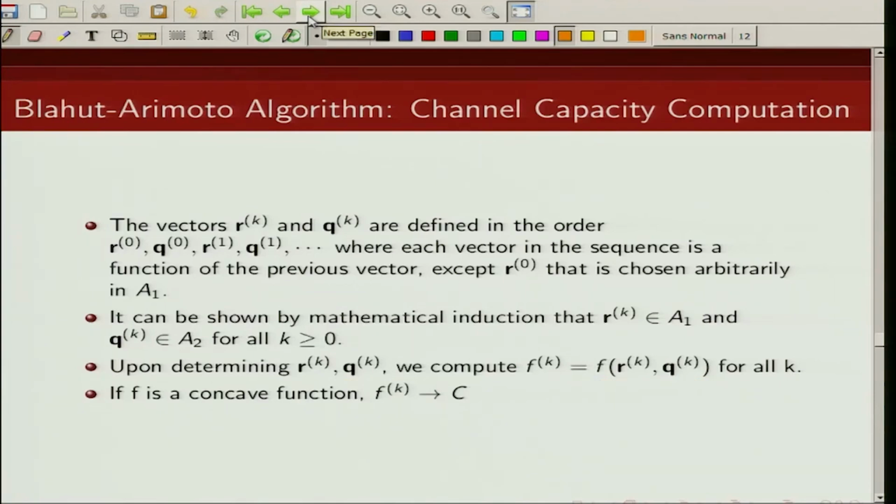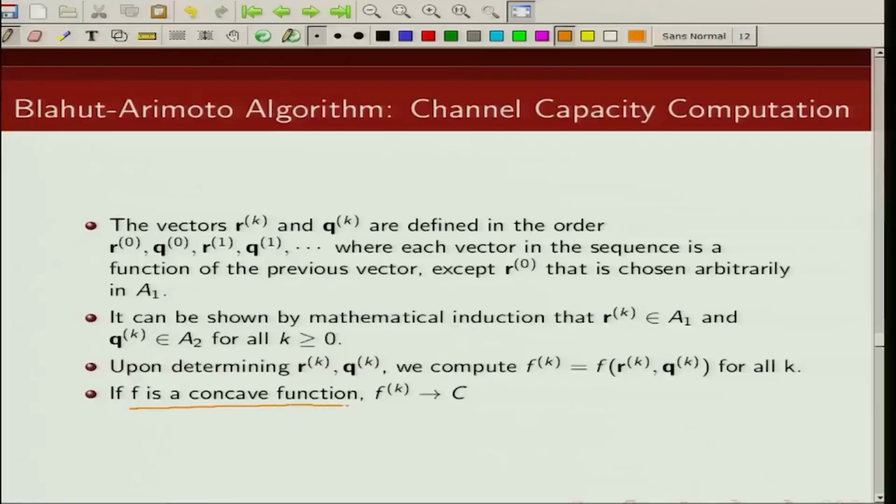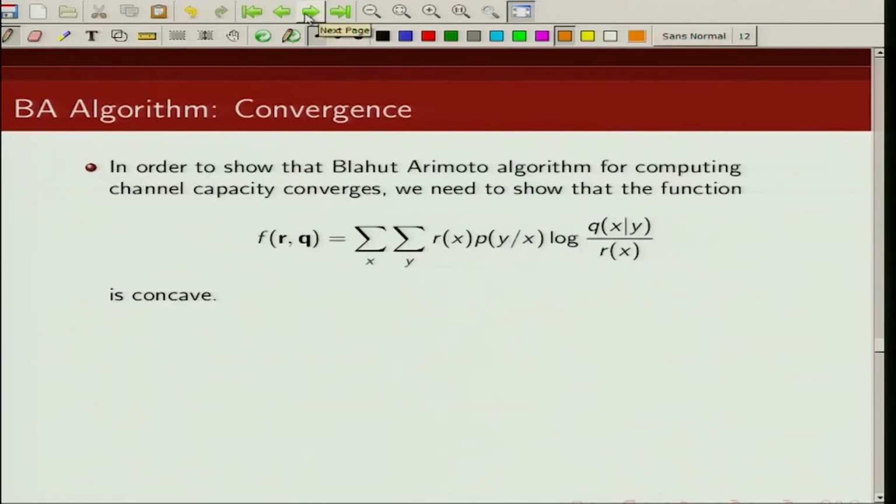Now the next obvious question is, is this function guaranteed to converge, and when will it converge? So when f is a concave function, this function will converge to the expression for capacity. So next we will show that this expression for channel capacity, this function, is a concave function. To show that this algorithm converges to channel capacity, we are going to show that this function that we evaluated is a concave function of R and Q.